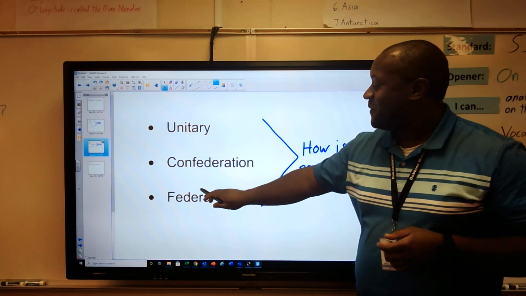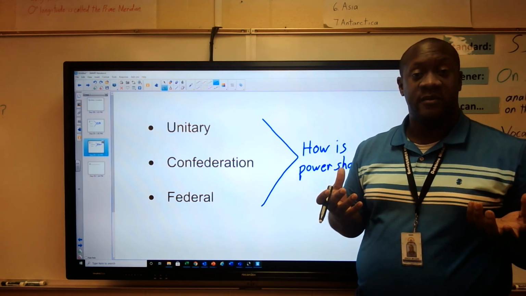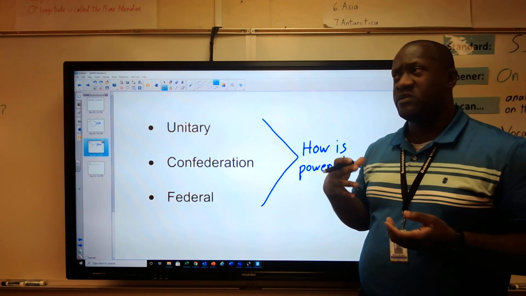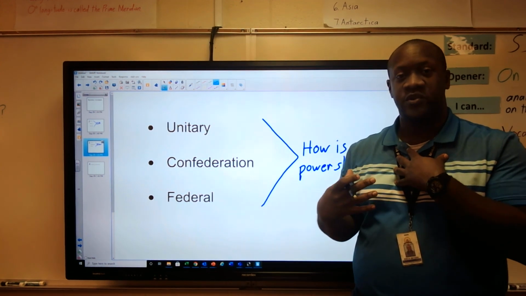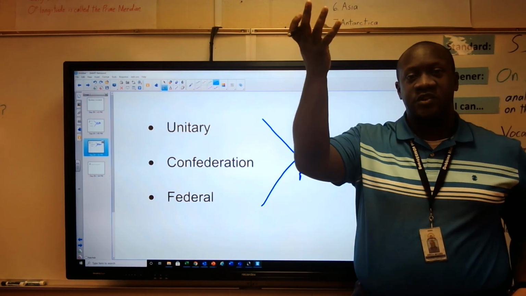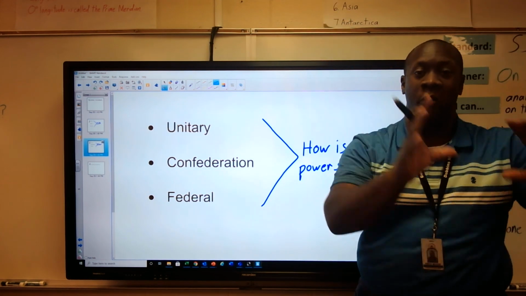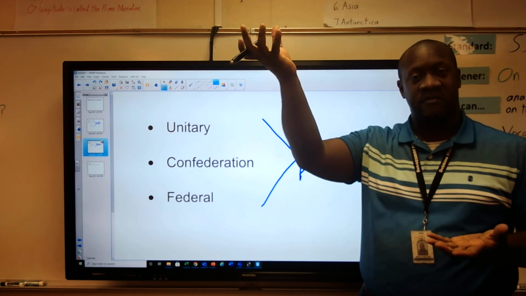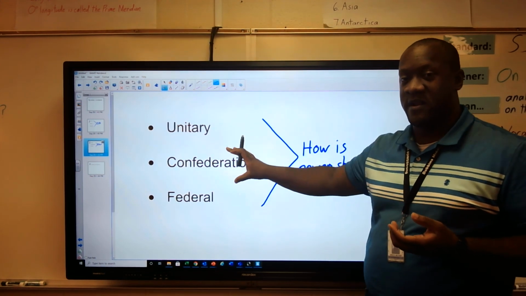All right, so federal is where power is shared between the central government and the state governments. And here in the U.S., that's actually what we have. We have a federal system. So when you hear someone talk about a federal system, what they mean is the central government, so in our country, Washington, D.C., has certain powers, and the states have certain powers. And so power is shared. Instead of having all power with the central government, unitary, or all power with the local governments, confederation, they share power. Central government gets some powers, local government gets some powers. So those are the three right there.